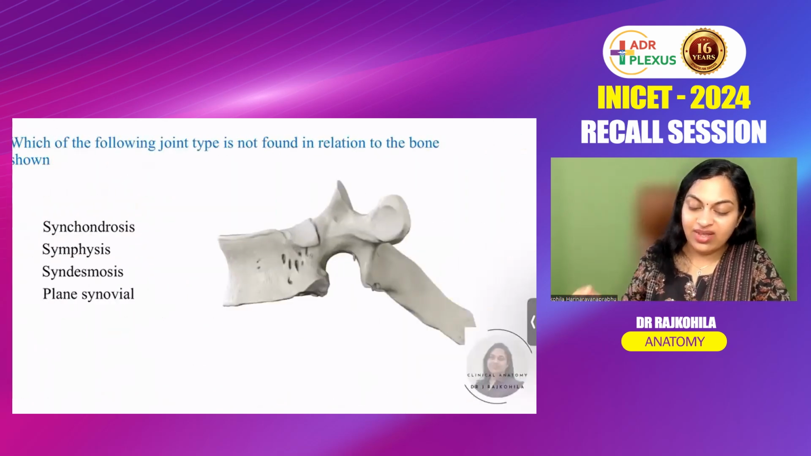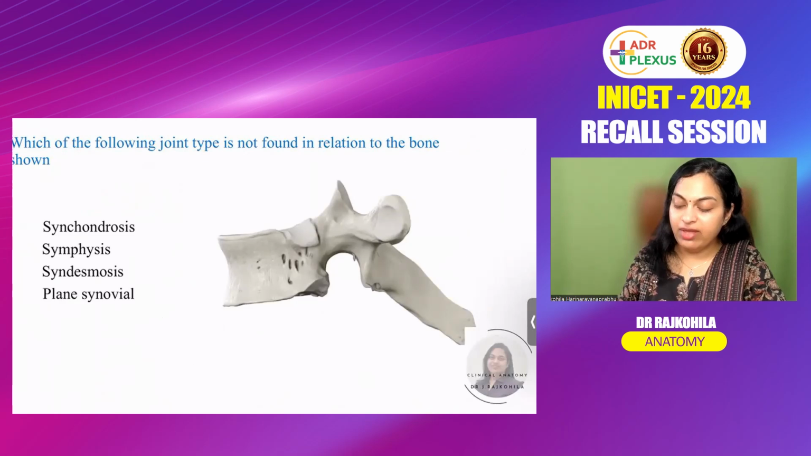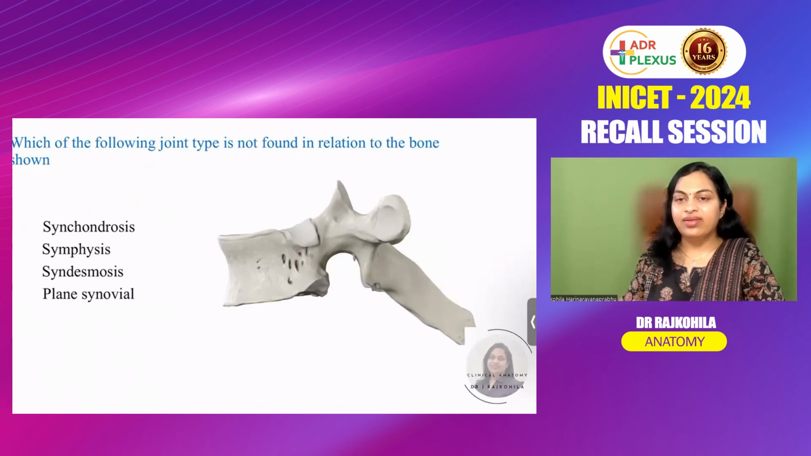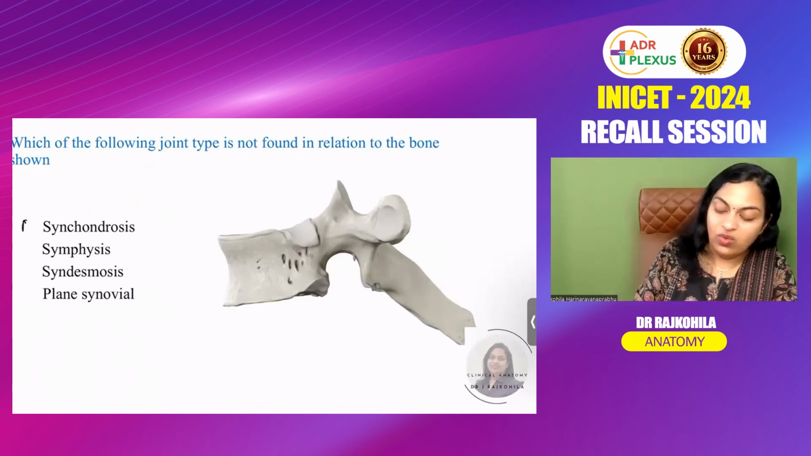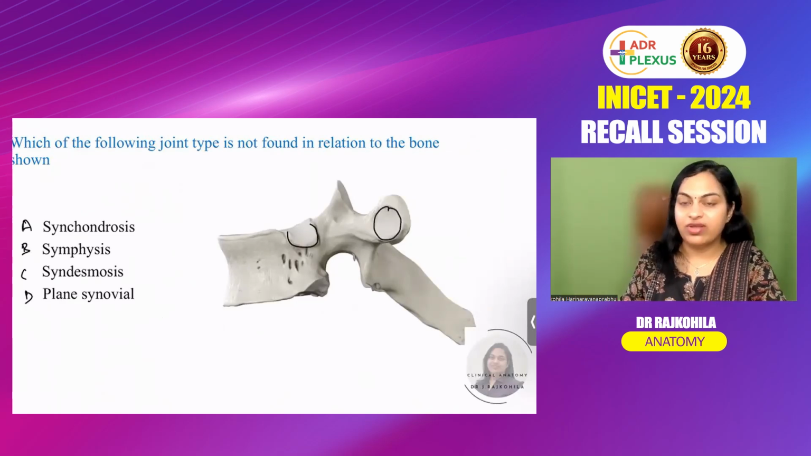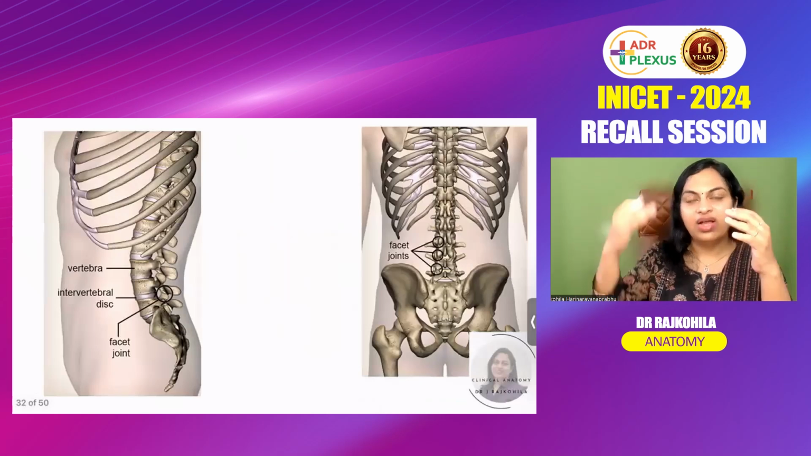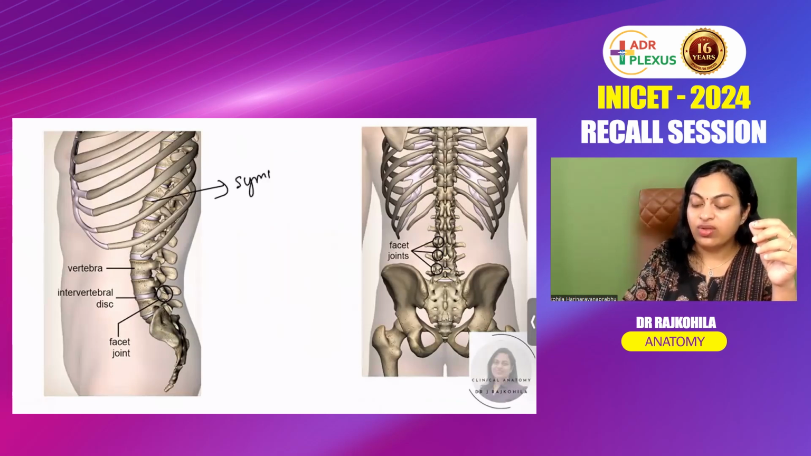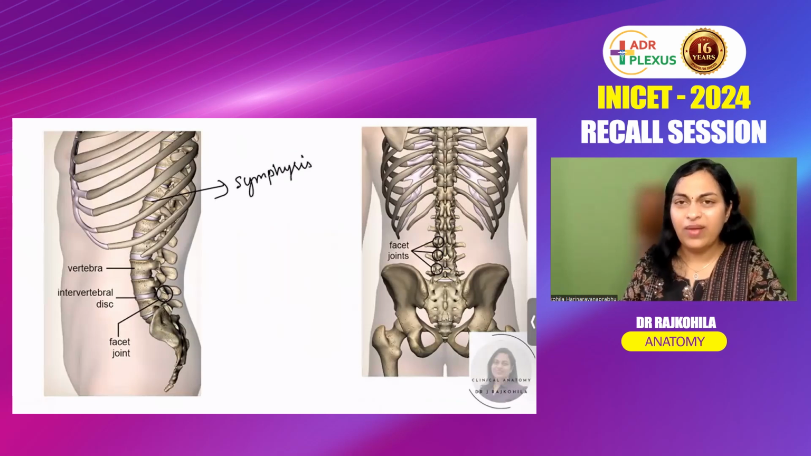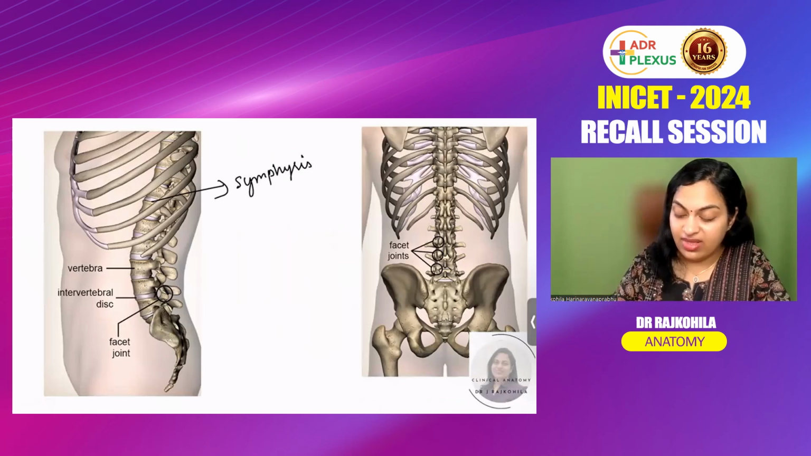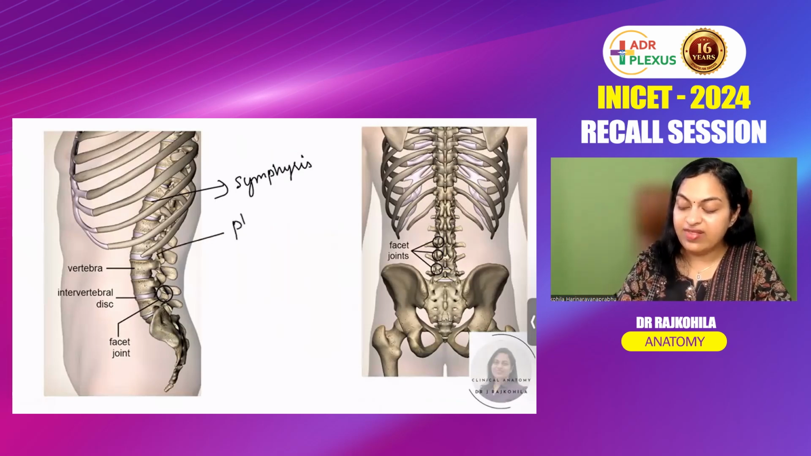Right. This was again another interesting question. Which of the following joint types is not found in relation to the bone shown? So this is a vertebra. Here I've shown you the costal facets on the thoracic vertebra. The bodies of the adjacent vertebrae are connected at the intervertebral disc, right? By what joint is that? The secondary cartilaginous joint, or the symphysis. Okay. And then the articulation of the adjacent vertebrae with the articular facets is going to be plain synovial.